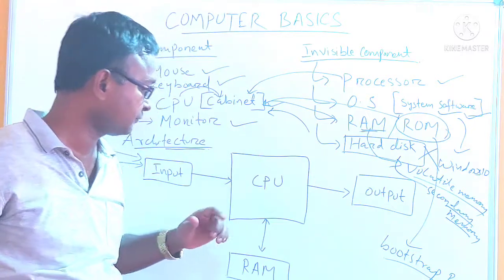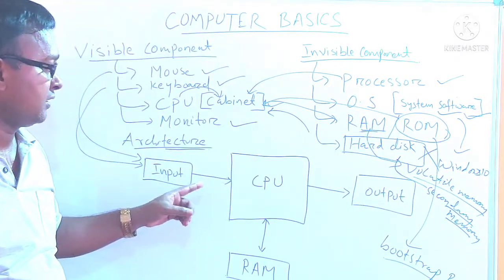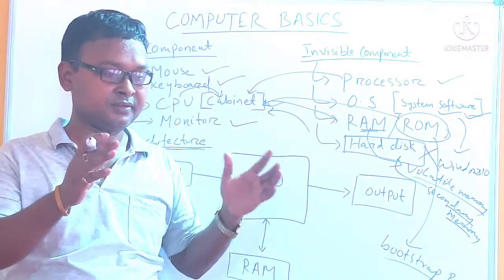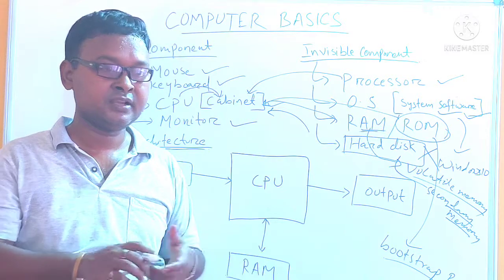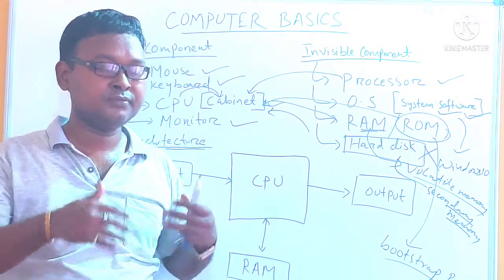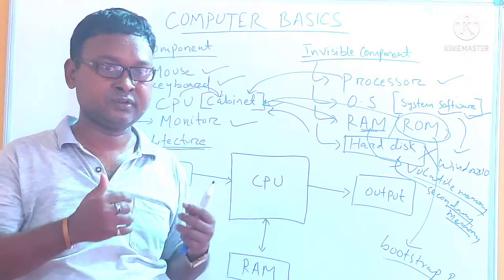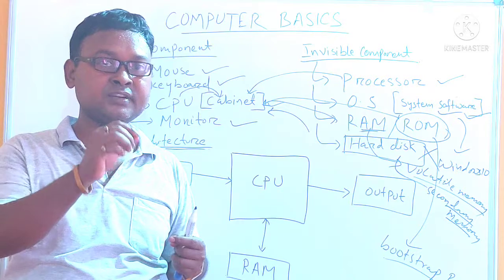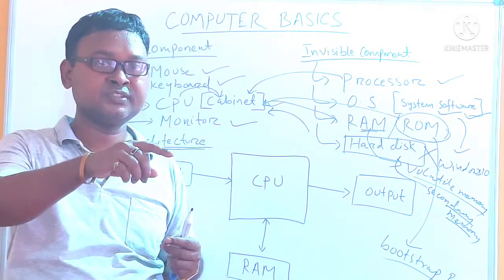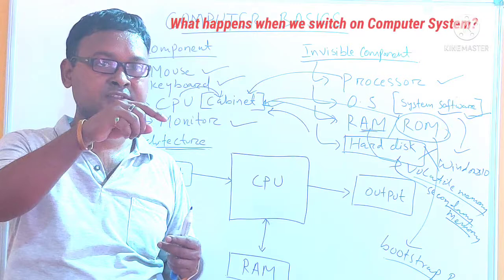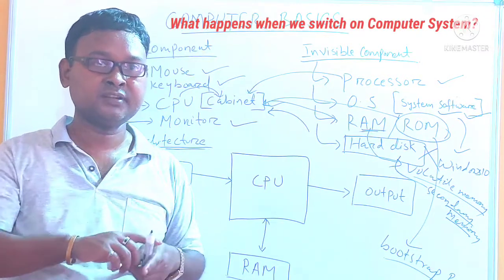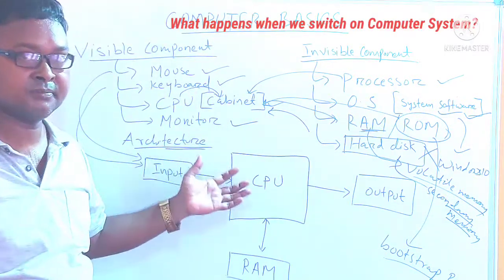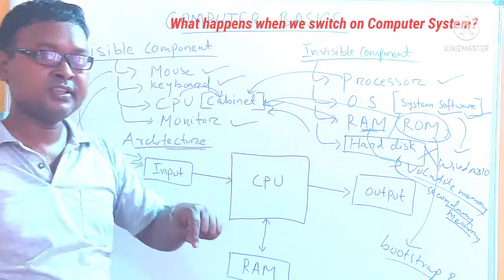So right now, when I ask you, I am sitting in front of your computer system, and right now I want to use my computer system for any work. So what will be my first step, instantly, what I will do? I will just power switch on my computer system. That means I will just press the power button of my computer system. That means I will supply the power to the computer system. Okay, so I will switch on my computer system.